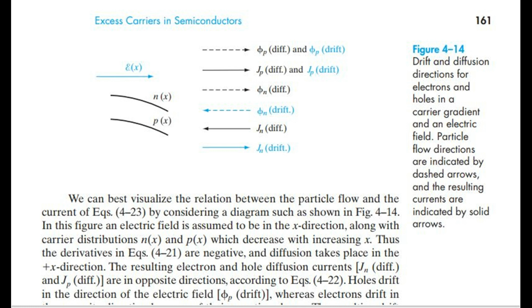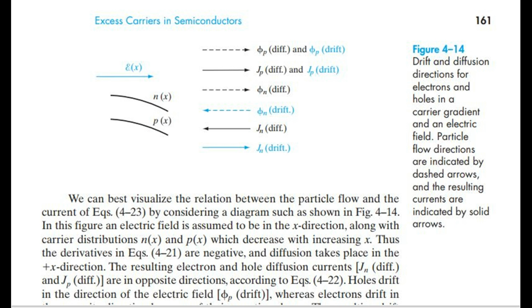We can best visualize the relation between the particle flow and the current of Eqs. 4-23 by considering a diagram such as shown in Fig. 4-14. In this figure an electric field is assumed to be in the x direction, along with carrier distributions n(x) and p(x), which decrease with increasing x.